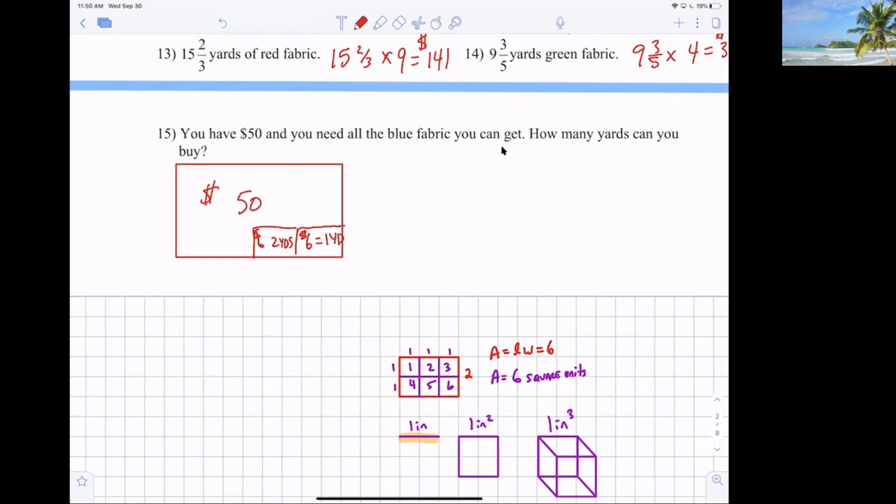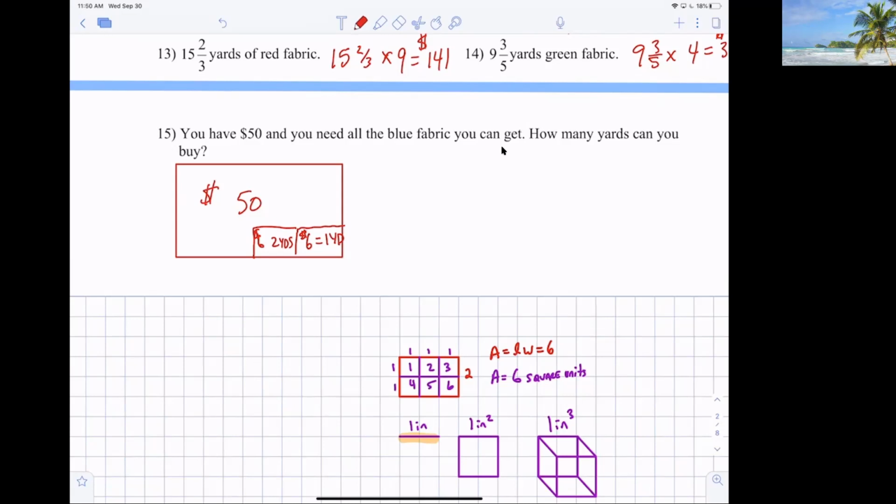What am I doing? Yeah, but what does separate mean in this case? What operation is separating? Nope, not subtraction. Yeah, it's dividing. I'm taking the $50 and I'm dividing it into what? $6. Does everybody understand what I'm getting at?